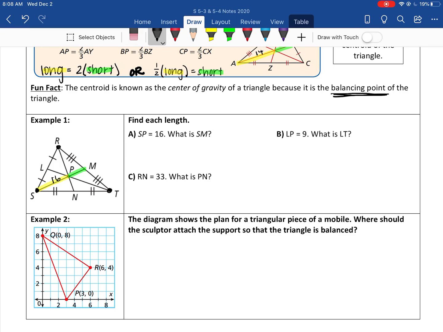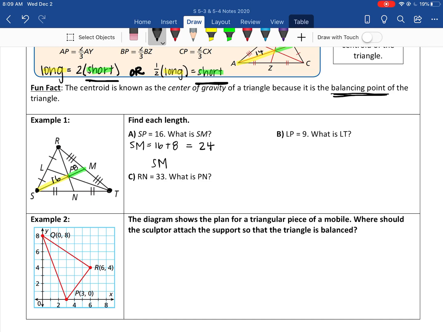So if I want to find the whole length of SM, all I need to do is figure out this green part, PM, and then add them together. So if we look back up here, your short segment is equal to half of the long segment. So if my long segment is 16, well, half of 16 is 8, so that means PM is 8. So to find SM, you just add those together. 16 plus 8 is going to give you 24.